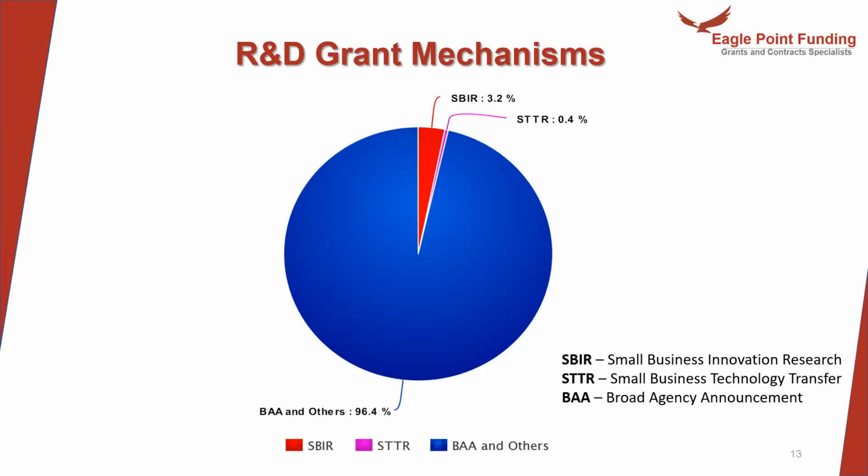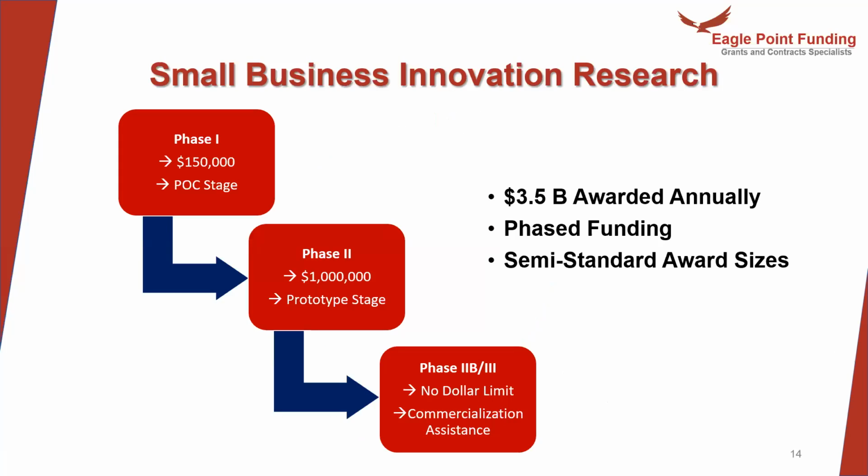The first one. The next one is a small business technology transfer. And then the last one, which takes up 96.4% of the overall pie, as you see, is a broad agency announcement. And let's delve a little bit in. So for an SBIR, there's 3 phases. Phase 1 is proof of concept. So that's just proving you have something interesting. They're willing to award up to $150,000 for that.